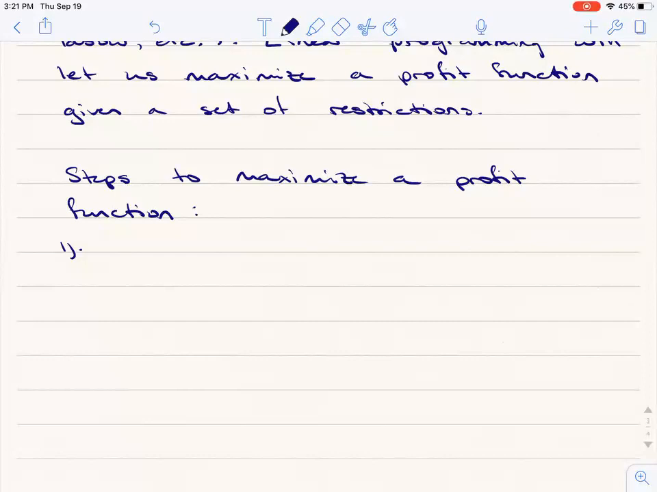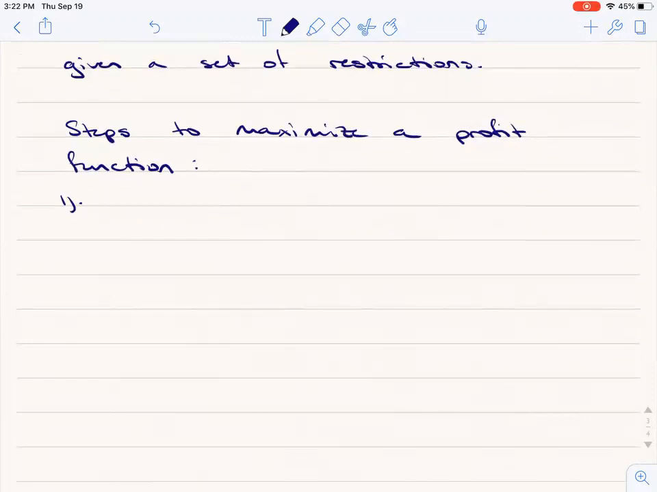So the first step is you're going to draw the restrictions on a graph. Now these restrictions are just going to be straight lines, right? So maybe you only have 4 machines and maybe you only have 6 hours that you can work during a day, right? That kind of thing. And so first step is to draw the restrictions on a graph.